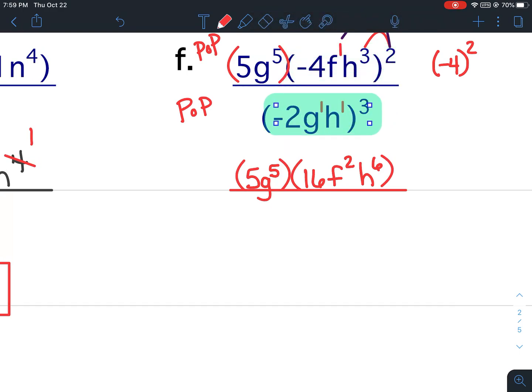So now I'm going to take care of this monomial. I'm going to start by putting the negative 2 to the third power. If you put negative 2 to the third power in your calculator, you would get negative 8. And now I multiply the exponents.